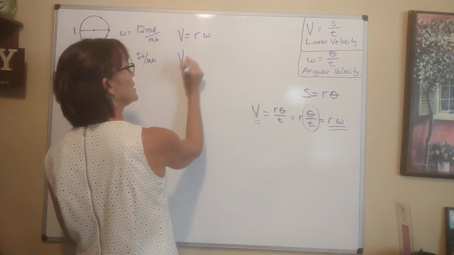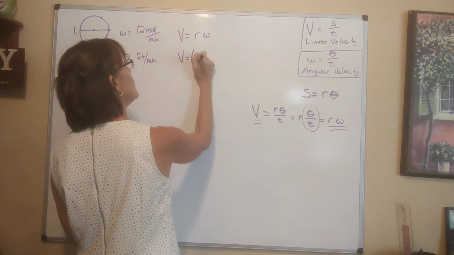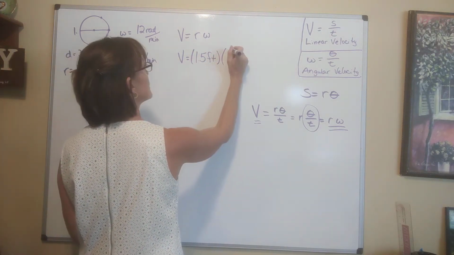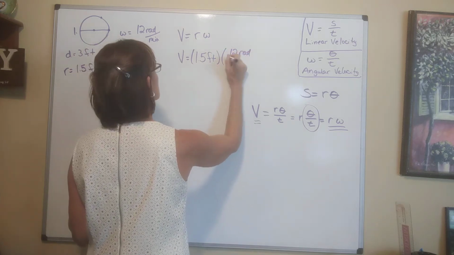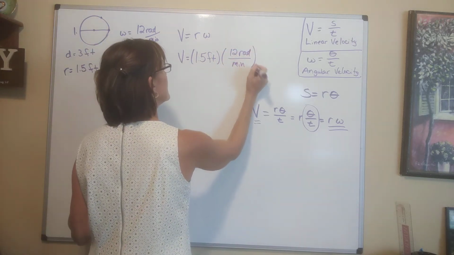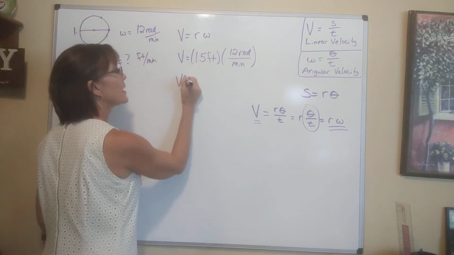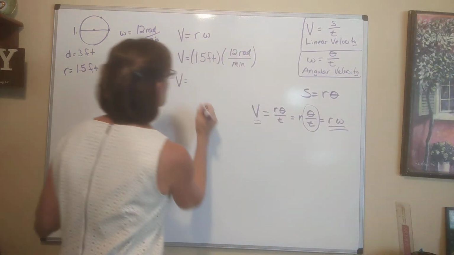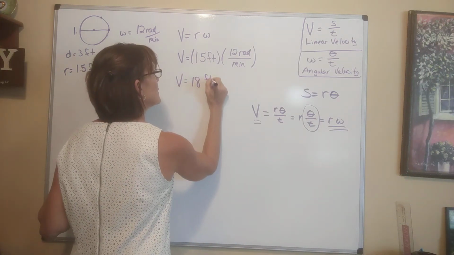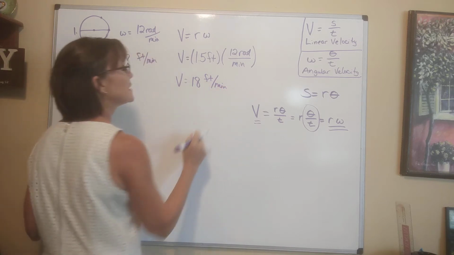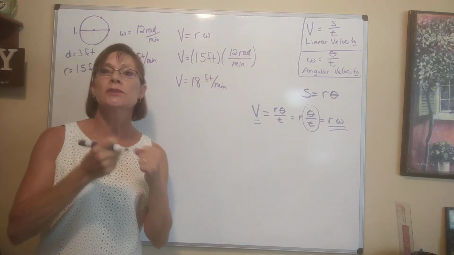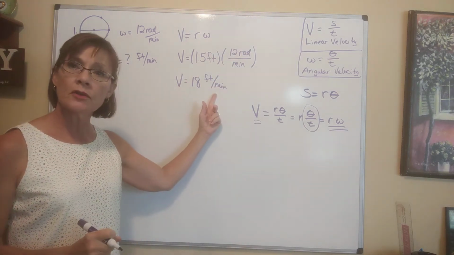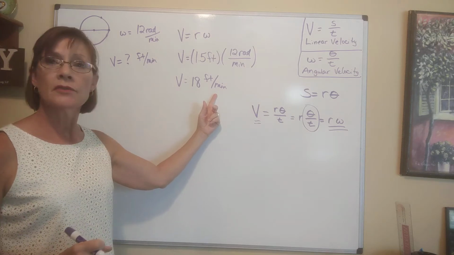So the linear velocity, V, is equal to the radius, 1.5 feet, times the angular velocity, which is 12 radians per minute. We multiply 1.5 times 12, and that's going to give us 18 feet per minute. We don't write the radians because it's understood to be in radians, and we don't usually write that down. So this is going to be the units for our linear velocity for number one.